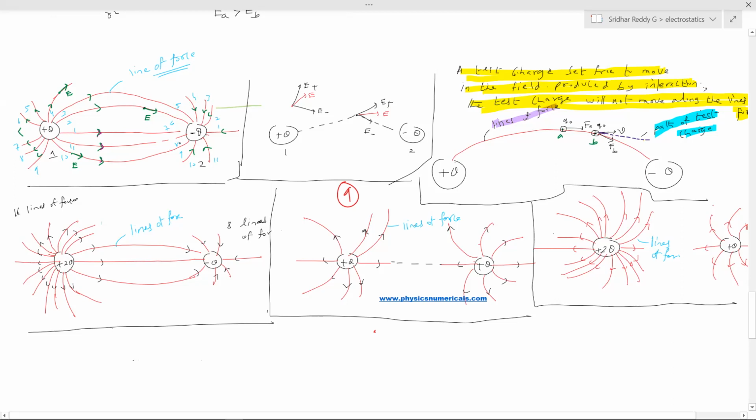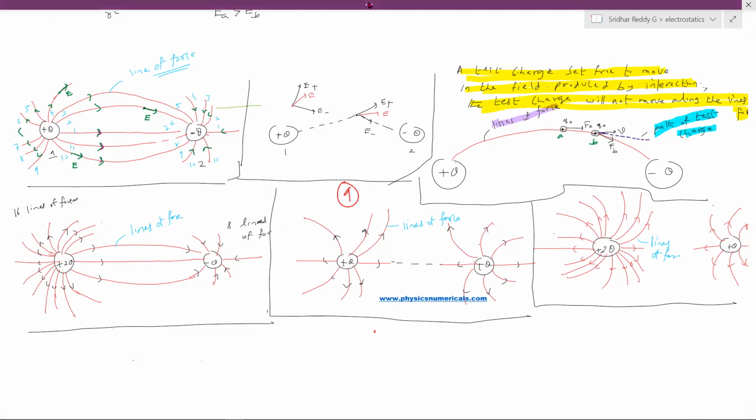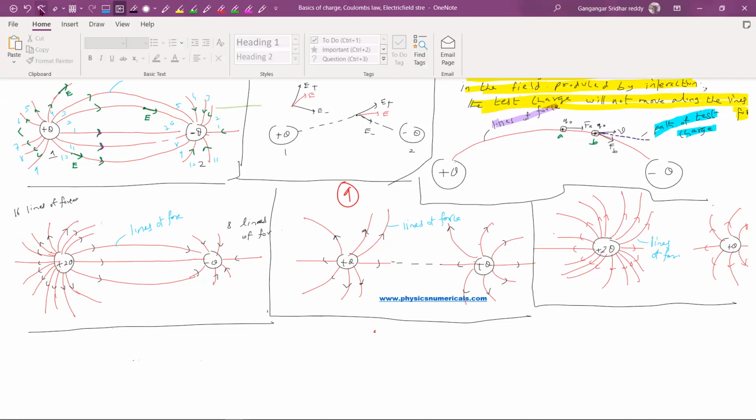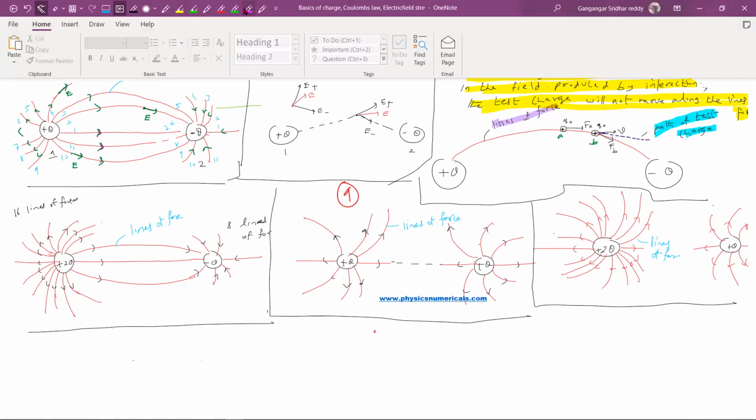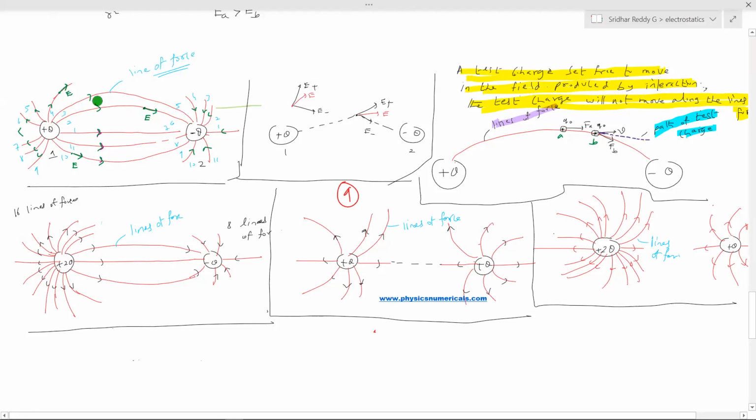Why should I take it in this way? Because already we made a rule, no? The number of lines of force should be proportional to the magnitude of point charges. 1, 2, 3, 4, 5, 6, 7, 8, 9, 10, 11. Here also, if you count it, they are 11.